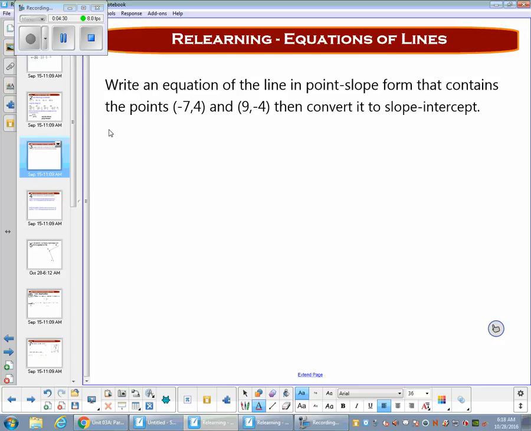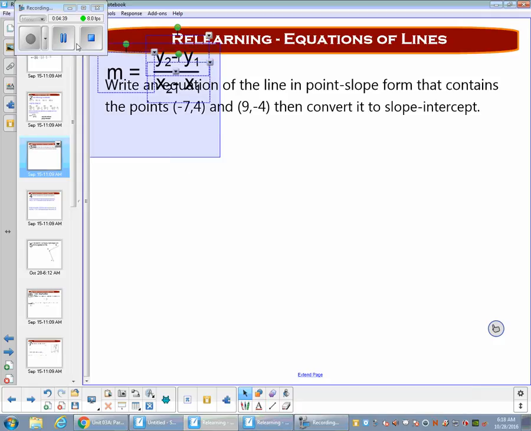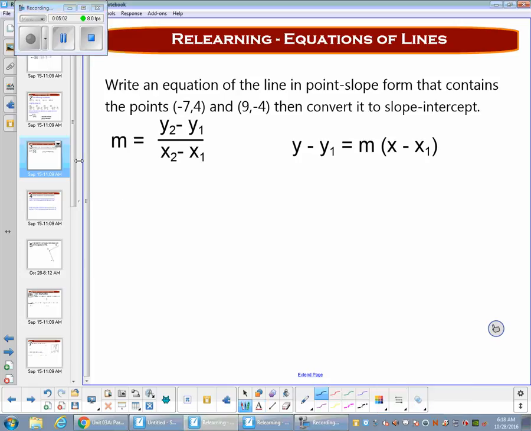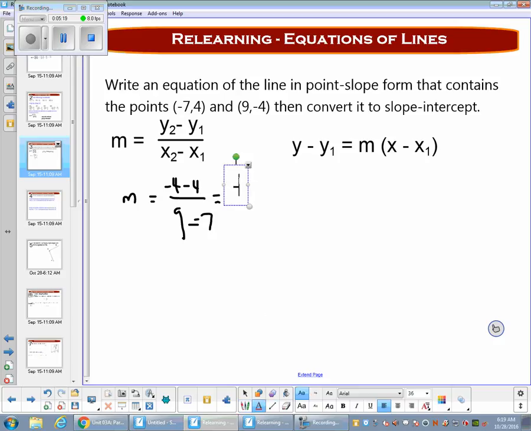Write the equation of a line in point-slope form that contains the points (negative 7, 4) and (9, negative 4). Well, we can use this same equation for slope, but now we have to find the equation of a line. That's y minus y1 equals m times x minus x1. Now we have to just fill in the numbers. So our slope is y2, which is negative 4, minus y1, which is 4, over 9 minus negative 7. So my numerator here, negative 4 minus 4 is negative 8, divided by 9 minus negative 7, which is plus, brings us to negative 8/16, which I can reduce to negative 1 over 2.